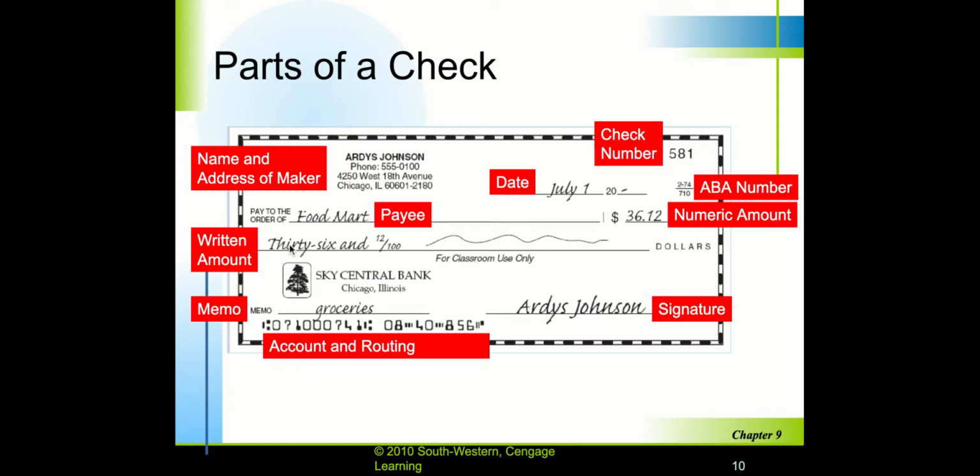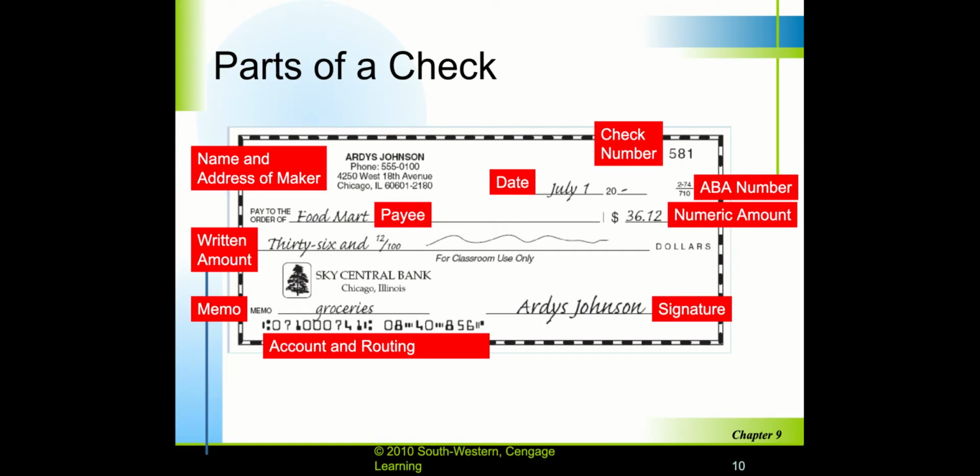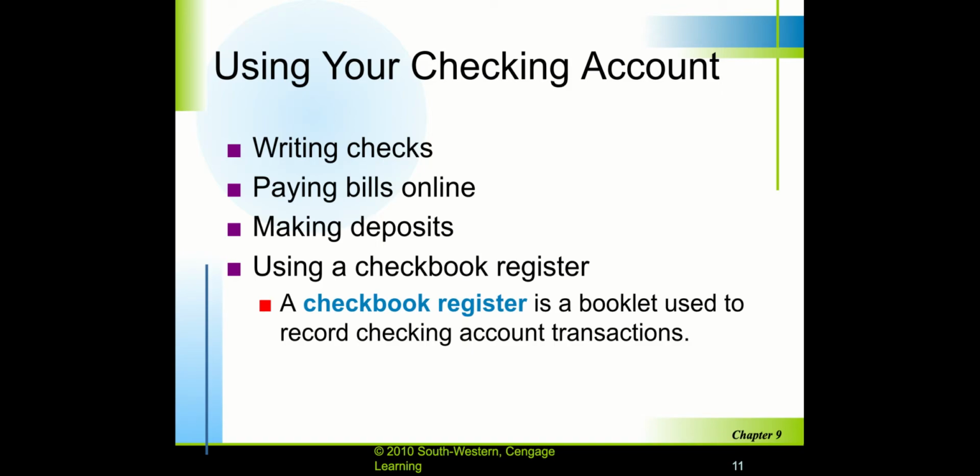So here, 36 and 12 out of 100. That's 12 cents. If you were writing it to me, it would be 500 and 00 out of 100. And then you write it out numerically. The memo, this is optional. You could write why you're writing the check, and then you have to sign it. And then when I get the check, I sign the back of it, and then I deposit it.